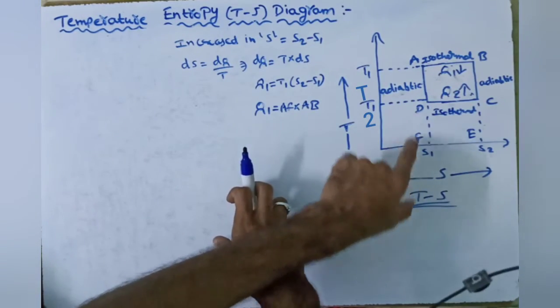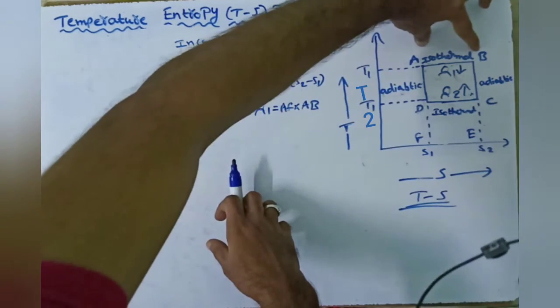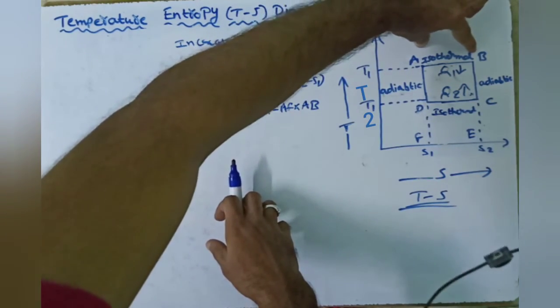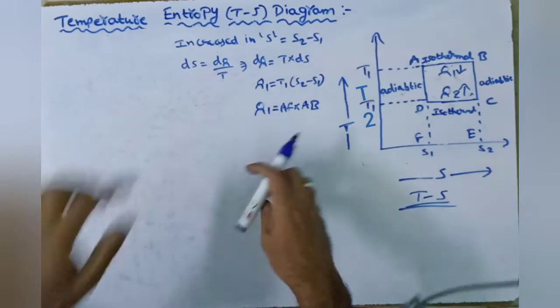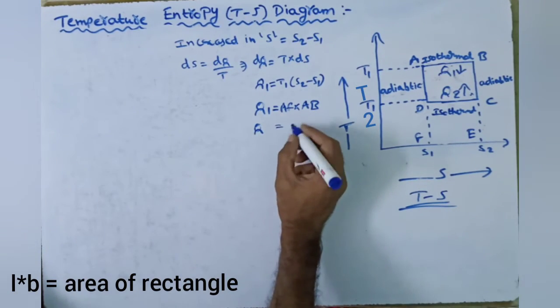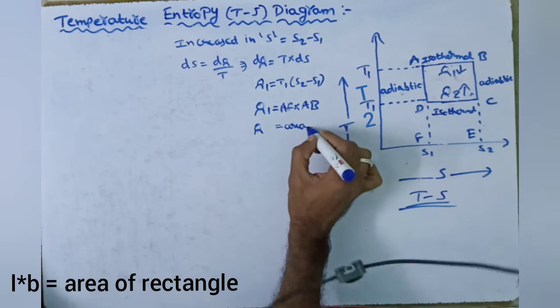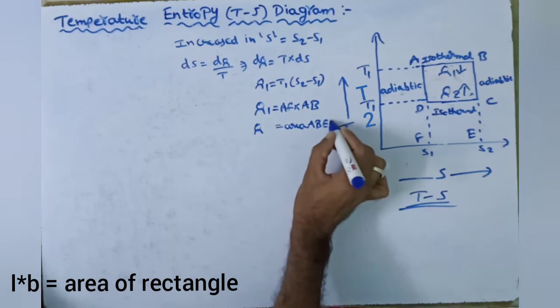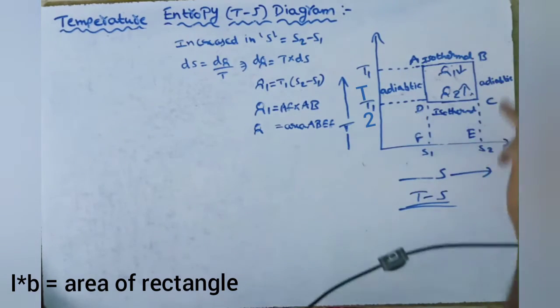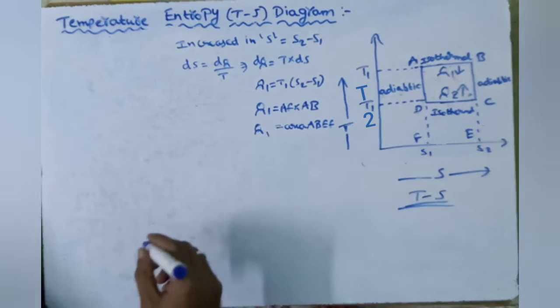ABEF is a rectangle. Here AF is one of the side lengths, and this is the other side. The product of two sides in a rectangle is equal to the area of the rectangle. We write this as the area of rectangle ABEF. This is Q1. Q1 we write in terms of area.